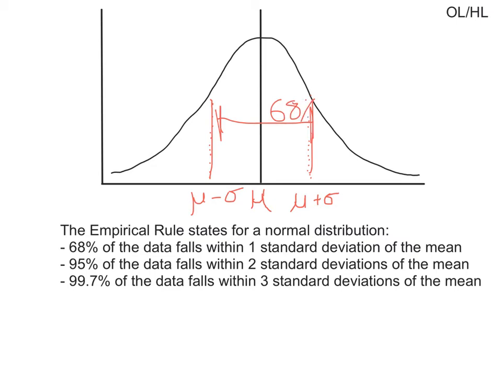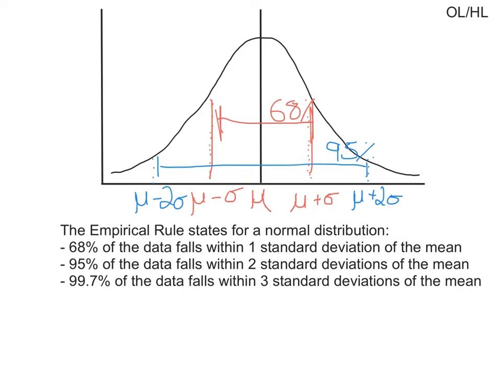The next part of the empirical rule states that 95% of the data lies between plus and minus two standard deviations. So we'll mark in mu plus two standard deviations, which is the mean plus two standard deviations, and mu minus two standard deviations. And the rule says 95% of the data will be in this region here.